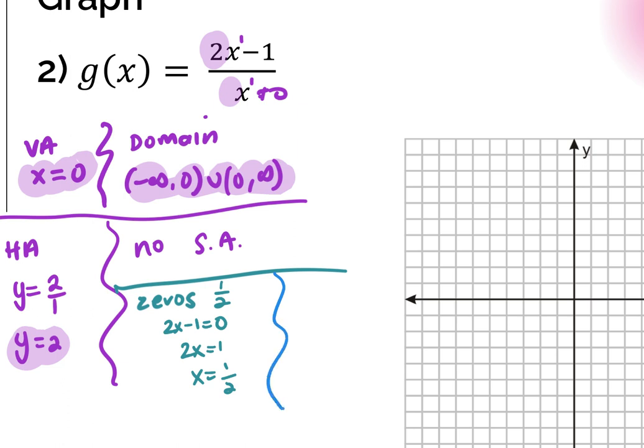Then I go y-intercept, and y-intercept I plug zeros in everywhere there's an x. So 2 times 0 minus 1 over 0. And what happens here? What happens when you divide by 0? Undefined, which means there are no y-intercepts.